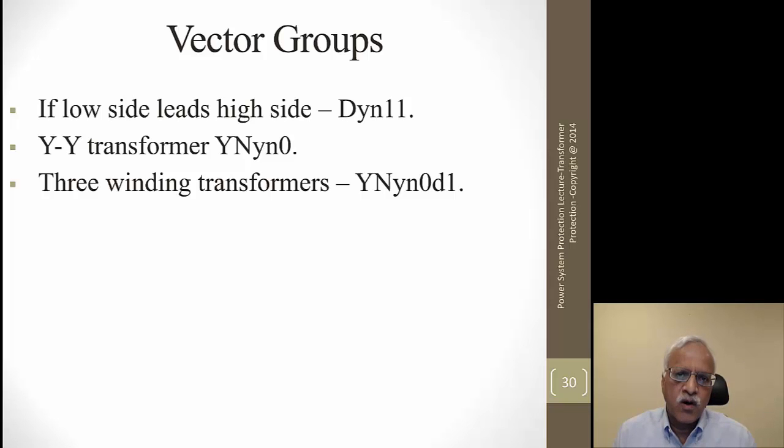If it is a Y, it is a small y. If it is delta, it is a small d on the low voltage, and 0 or 1 tells you whether it is in phase or it is lagging by 30 degrees, as in the case of delta.